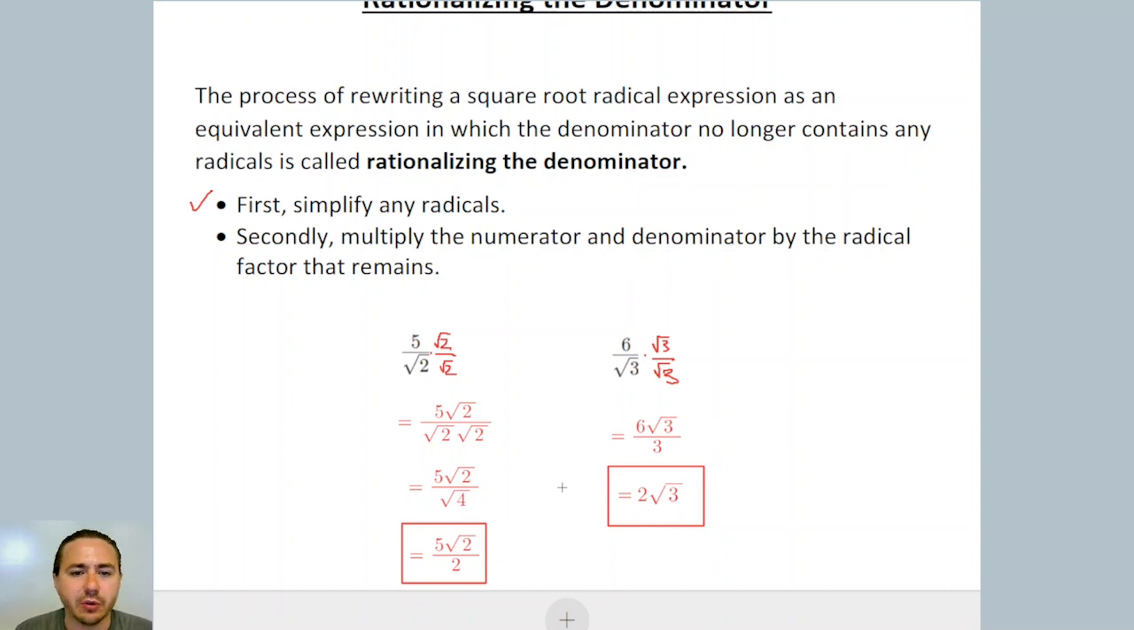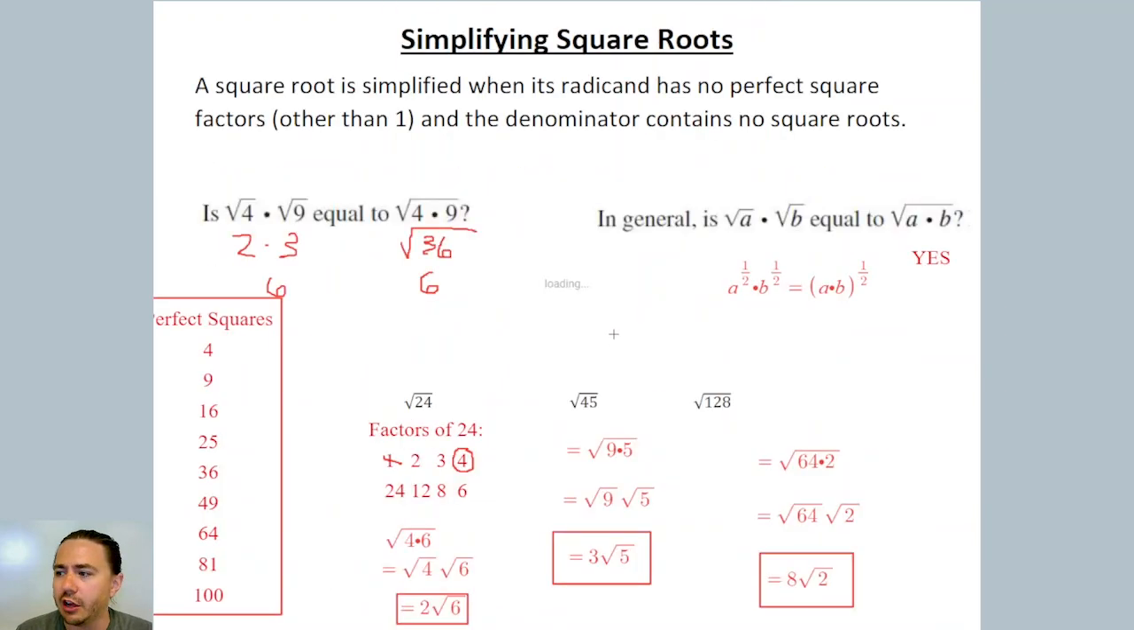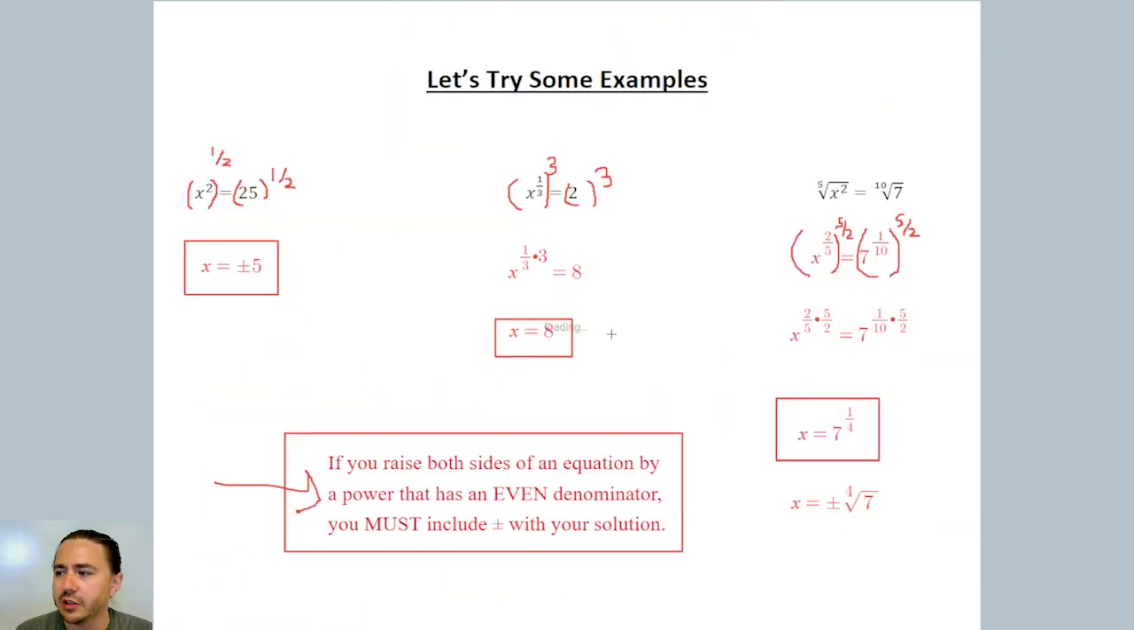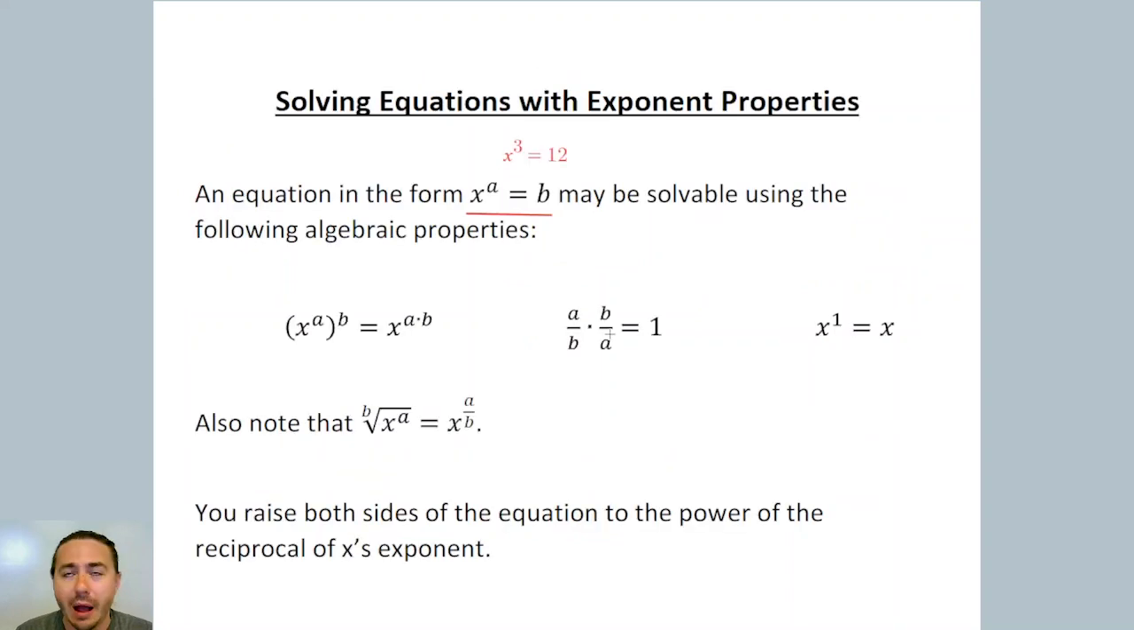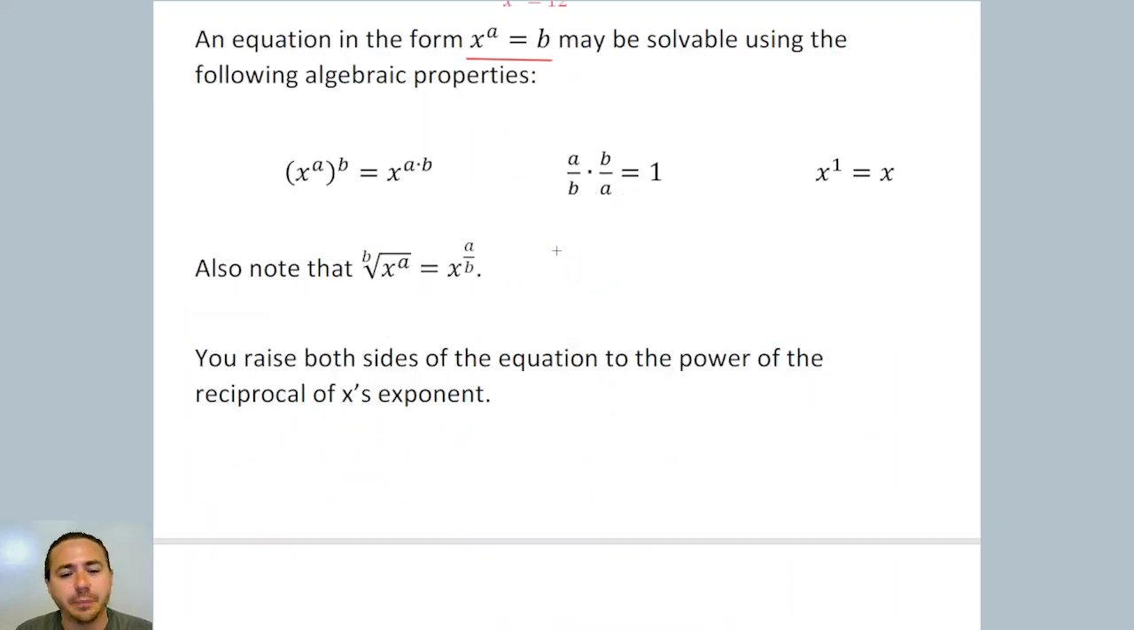So just to sum up here, we looked at how to simplify radical expressions by factoring out the perfect square factors. We also looked at how to simplify them when there's radicals in the denominator with a technique called rationalizing the denominator. And we started today off by solving root functions, or power equations, rather. And we used these exponent properties kind of all the way through today's lesson.